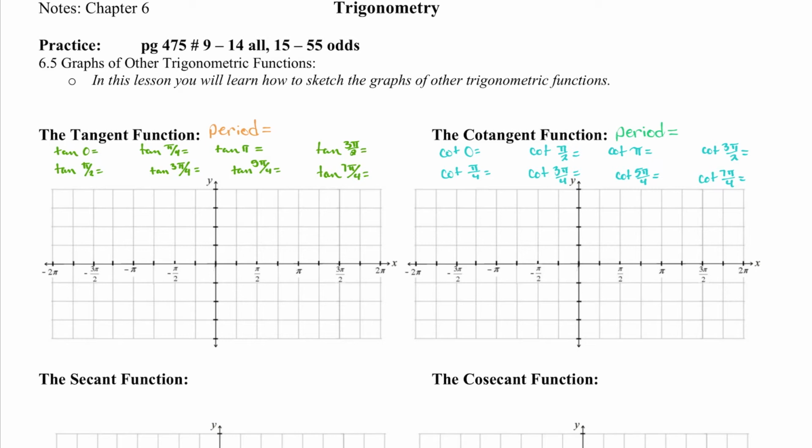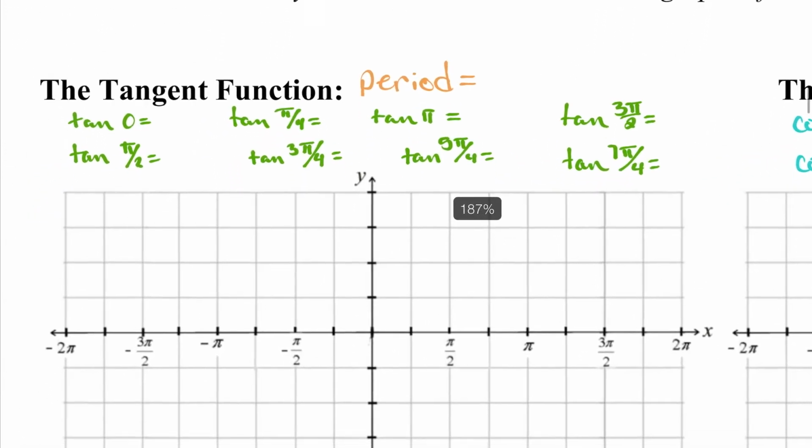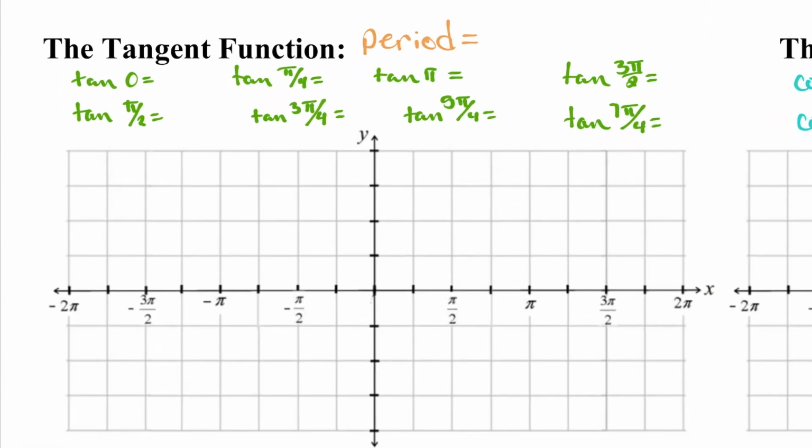Hey kiddos, it is Miss Lloyd, and we are looking at the tangent, cotangent, secant, and cosecant functions and how to graph them. So when it comes to a tangent function, I'm looking at all of the pretty points for tangent in the unit circle. So those are as follows.